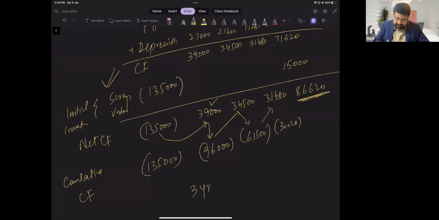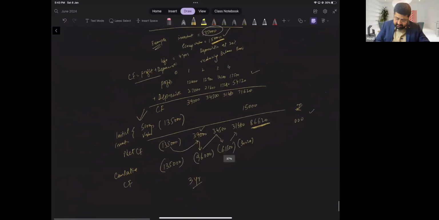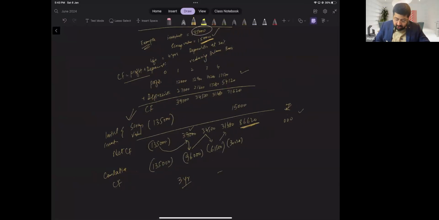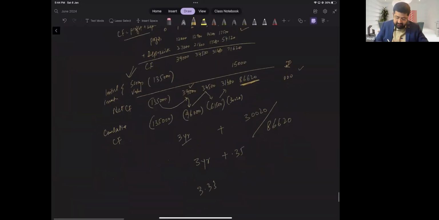So 3 years complete, and part of year 4. The part of year 4 is 30,020 divided by 86,620, which is 0.35. So 3.35 years.